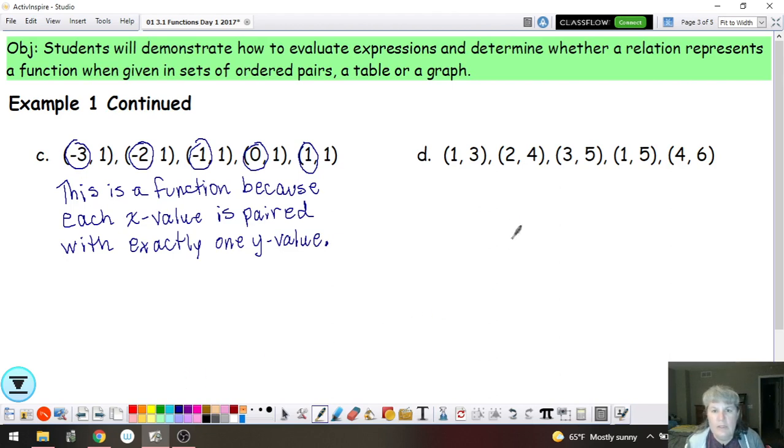If we take a look at example D and I do the same thing, we have 1, 2, 3, 1, 4. I have 2 inputs that are repeated. That input is the same value. So the input 1 is paired with 2 outputs. So this is not a function.